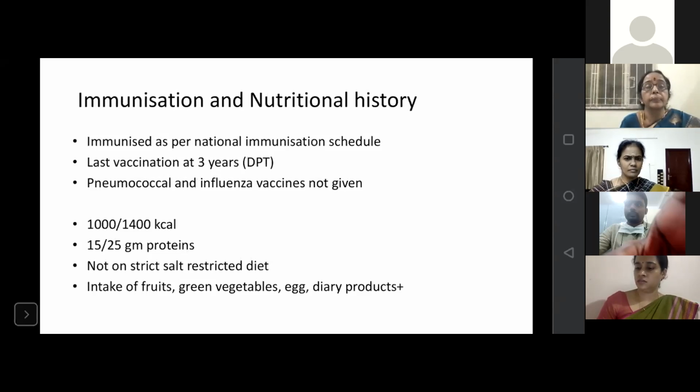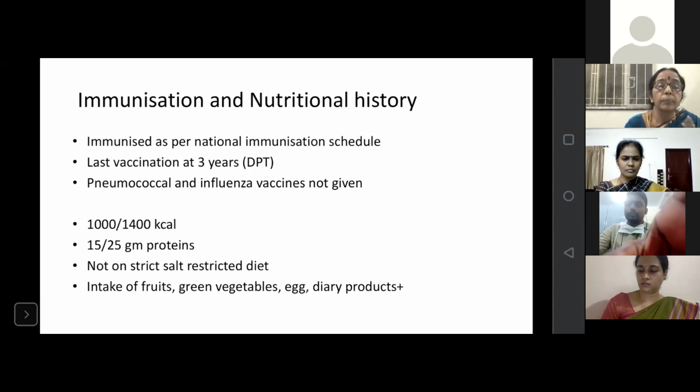Immunization: she is being immunized as per the national immunization schedule at the Urban Health Center near her house. The last vaccination done was at 3 years of age. That was a DPT, which was given under the whole coverage of DPT done by the government of Tamil Nadu. The pneumococcal and the influenza vaccines were not given. She is getting only the vaccines that are provided at the Urban Health Center.